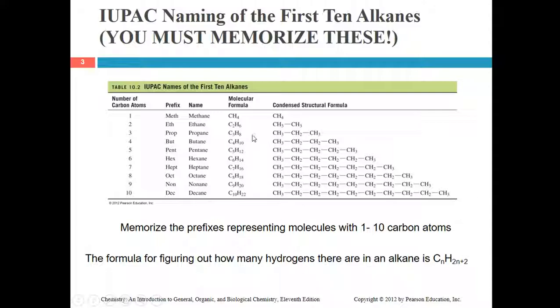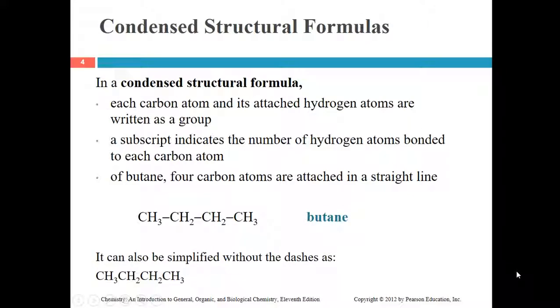So like propane, for example, you go, well, how do we know there's 8 hydrogens there? Well, propane has 3 carbons. So our formula is CnH2n+2, where n stands for the number of carbons, in this case 3. So C3, and 2 times 3 is 6, plus 2 is 8, so C3H8.